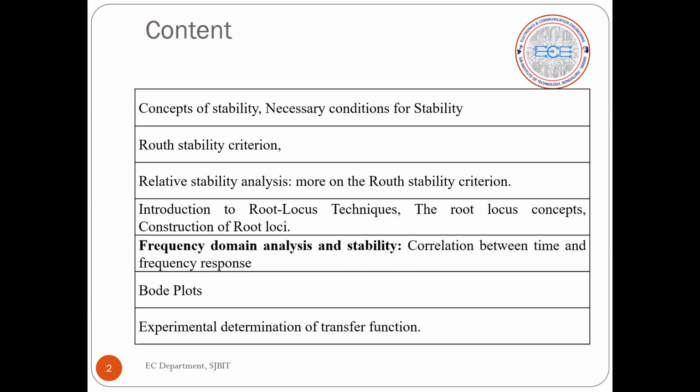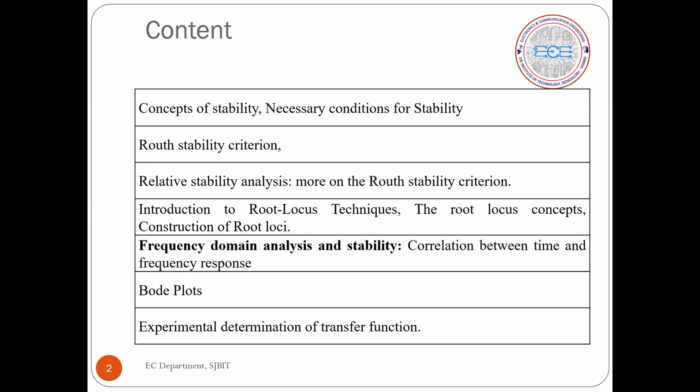The entire module content will go like this. Concept of stability, necessary condition for stability, root stability criterion, relative stability analysis. We'll be dealing more on root stability criterion. Next concept we have to discuss is introduction to root locus techniques, the root locus concept, construction of root locus.